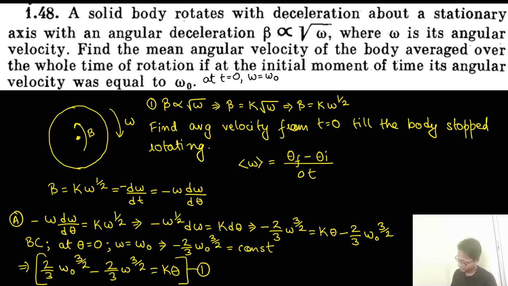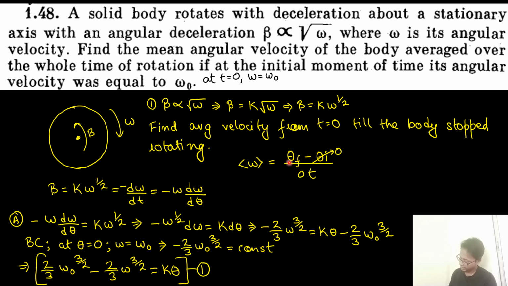See, theta initial is equal to 0, because the initial angular position was equal to 0 at the start of rotation. Theta initial out here was taken to be 0, before the start of rotation, before the body started moving. So you can easily take the initial position to be 0. Problem is, what is theta final?